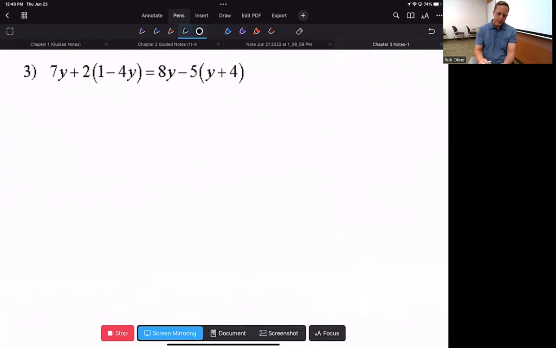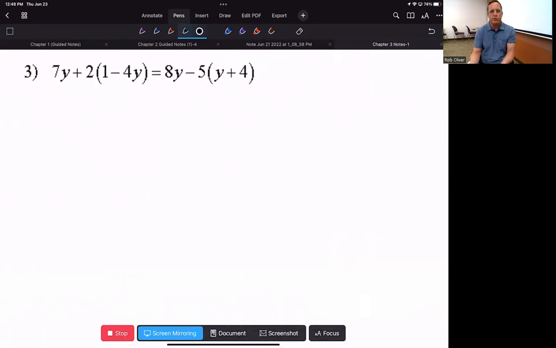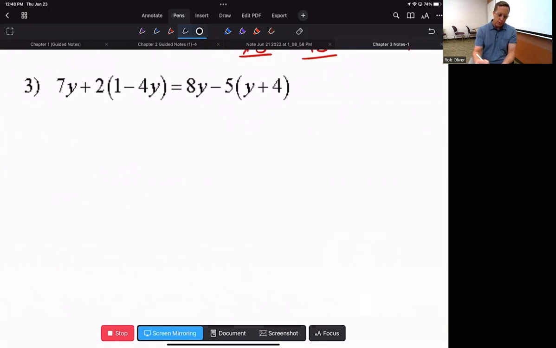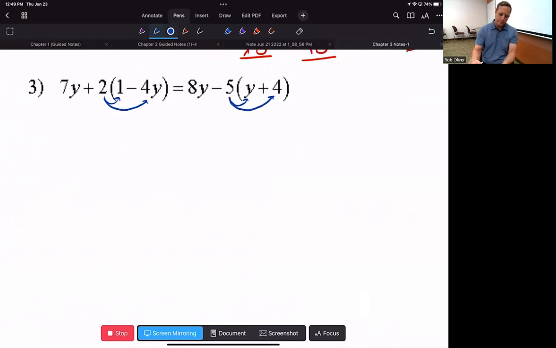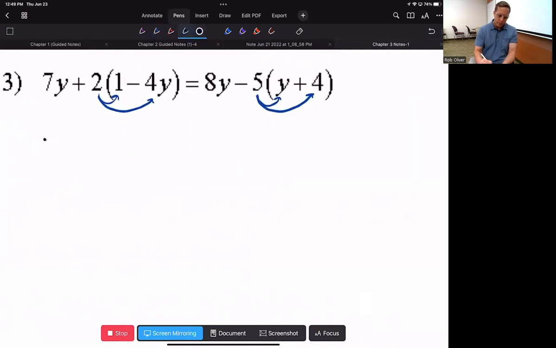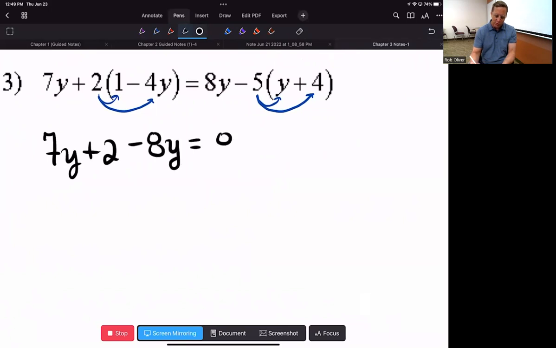All right, for number 3. Let's clear parentheses like we did on the previous one. So for this one, we're going to distribute 2. And in the other parentheses, we're going to distribute -5. 7y drops down because nothing happens to it. 2 times 1 is 2. 2 times -4y is -8y. Equals 8y. And -5 times y is -5y. And -5 times 4 is -20.